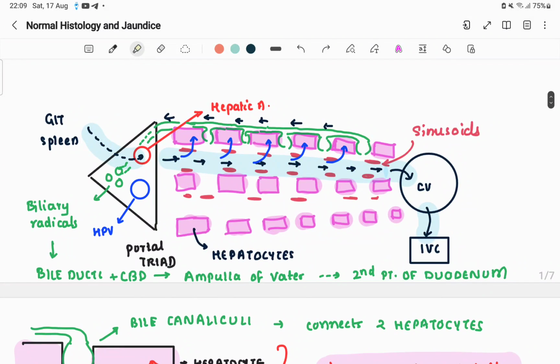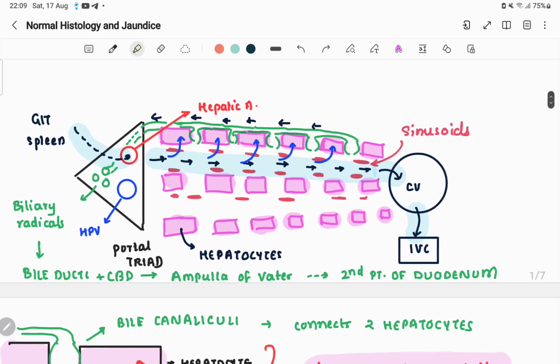Look how it is arranged. This is the central vein, and these are the cords of cells which are arranged. These are cords of the hepatocytes, and this is the portal triad. This is the hepatic artery, the portal vein and biliary radicals.